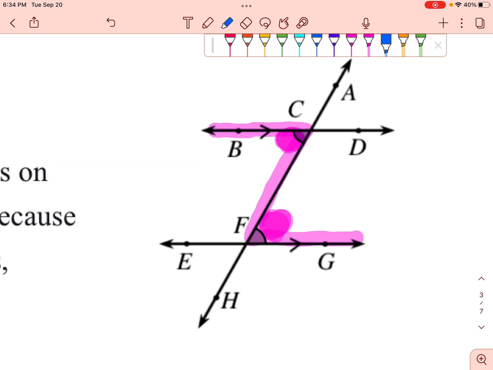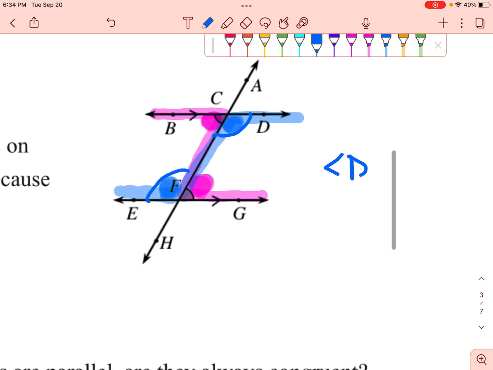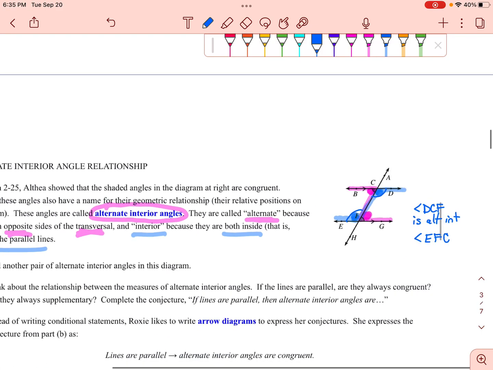So then it says to find another pair of alternate interior angles. And so again, you're looking on the inside of the parallel lines, except this time I'm going to go on the right side and the left side of the transversal. And you can see you're kind of backwards, the Z and the backwards Z that you got going on. So these would be another pair of alternate interior angles. And I would call those angles DCF, and is alternate interior with angle EFC. Okay?